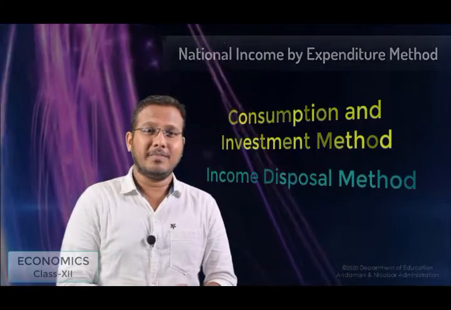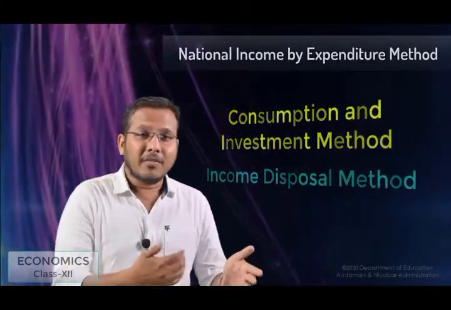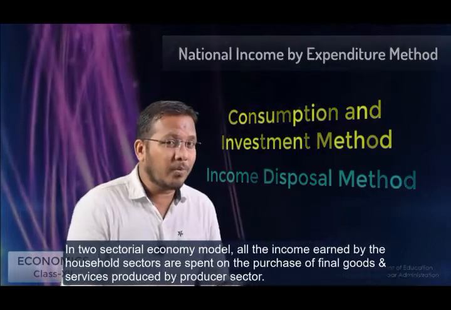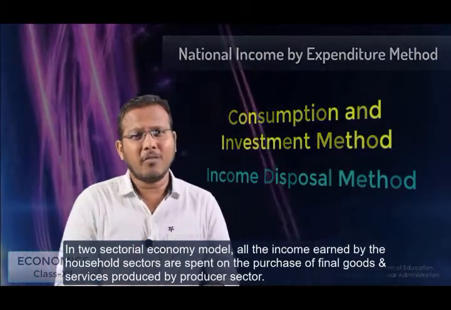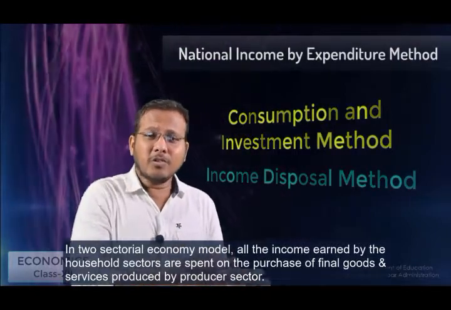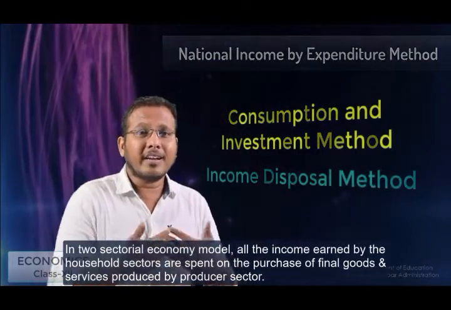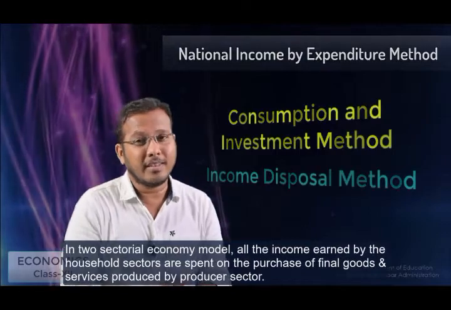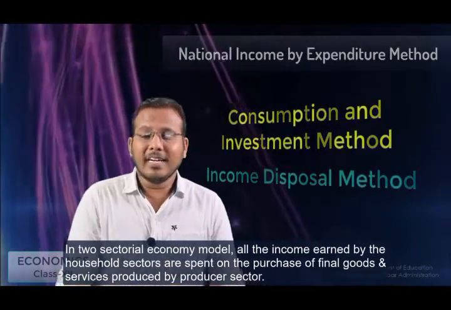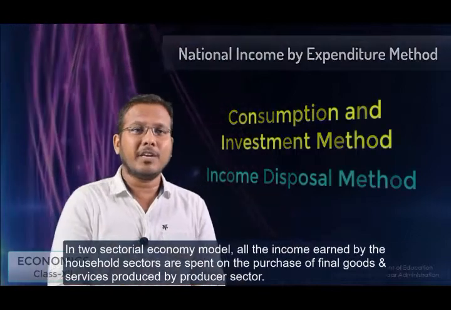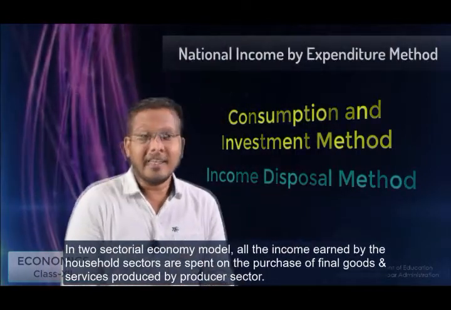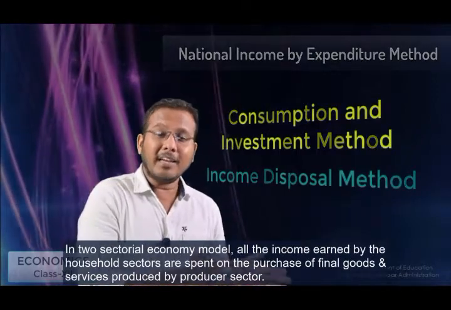As I told you when we were studying all the three phases of economic activity, in the two sector economy the income which is being earned by the household sector is completely spent on the purchase of goods and services. So here the income which is being earned is completely spent on the purchase of final goods and services in the economy. That is the income disposable.